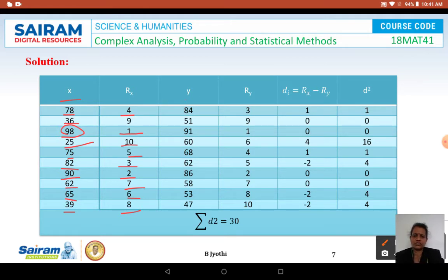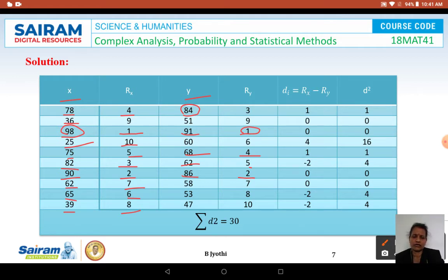So when we look into the Y table, what is the highest value we have is 91. That is the highest mark. So for that the rank is 1. The next highest is 86. For that the rank is 2. And so on. 84 is the next highest, that is 3. 68 is the next highest, that is 4. 62 is 5, and so on. So rank of X and rank of Y has been given.